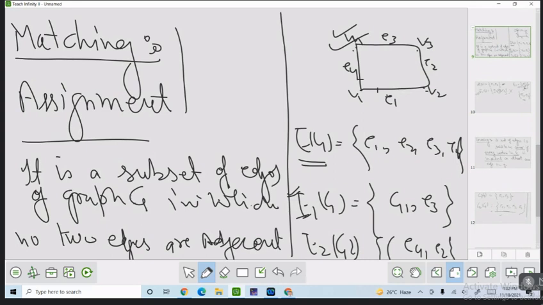V1, V2, V3, V4. What are the independent sets? V1 and V3, and also V2 and V4. Is V1 an independent set? It is also an independent set. So it means every single vertex is an independent set. If you take every vertex, then you can find independent sets.